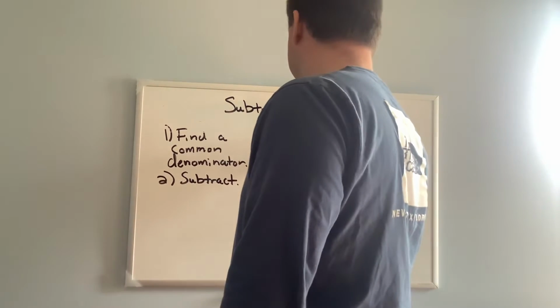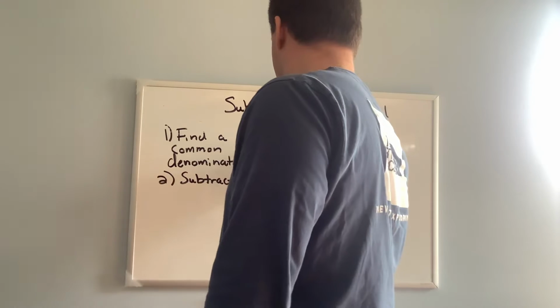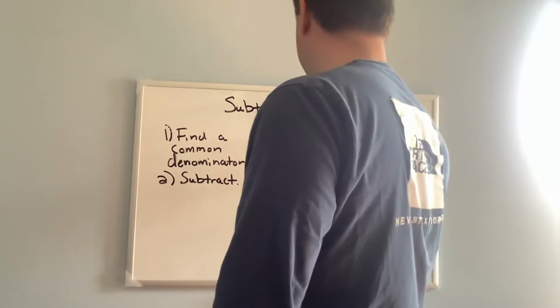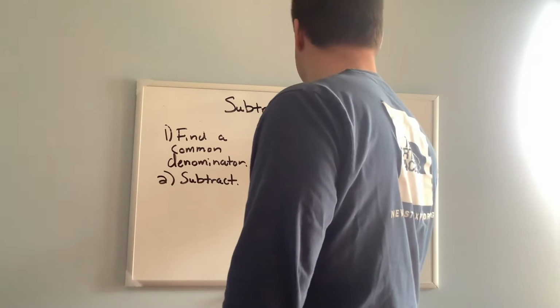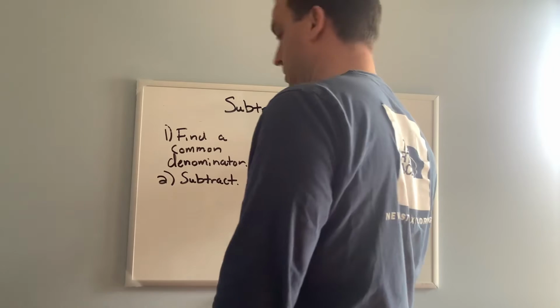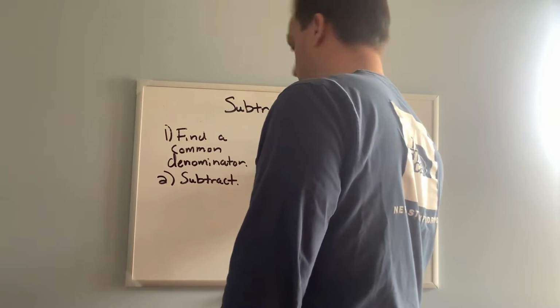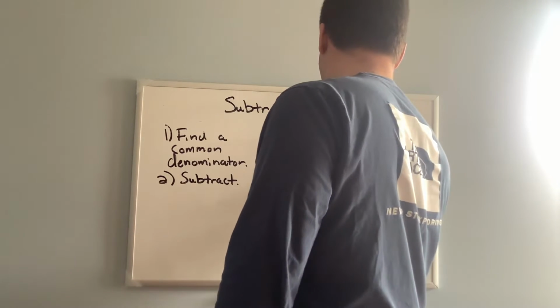So we're going to look at a little bit more complicated of an example. If I have 5 over x plus 1, and I subtract x minus 4 divided by x plus 1 times x plus 3.